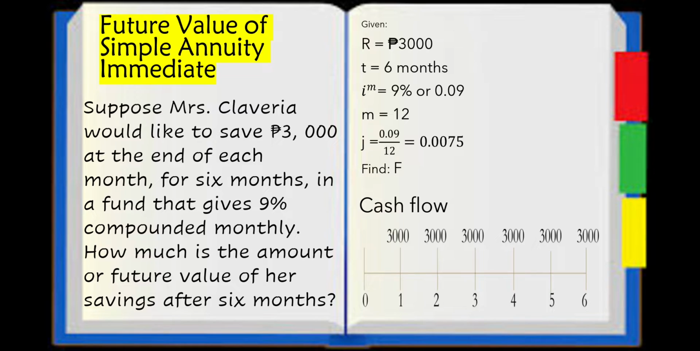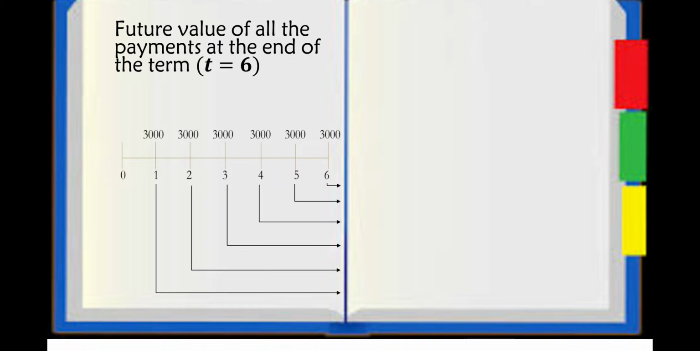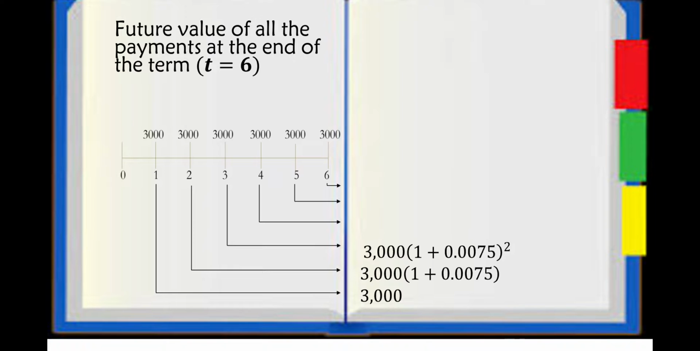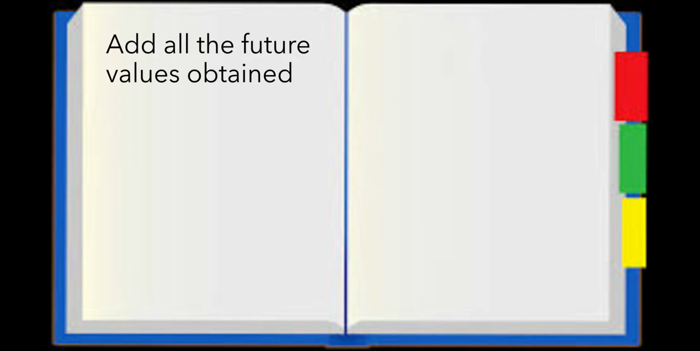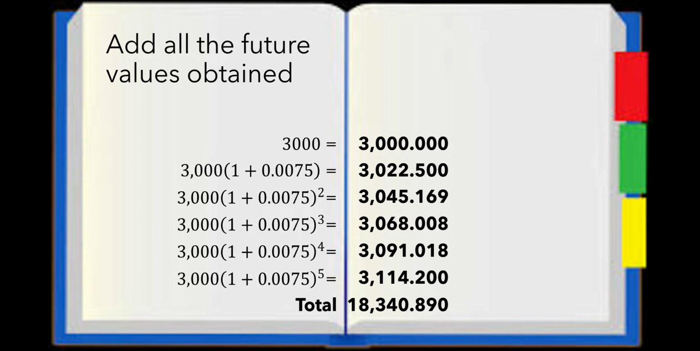So we have here the cash flow: 3,000 for the first month up to 6 months. So the future value of all payments at the end of the term of 6 months is, at the first month, we have 3,000. Since this is compounding, for the next month we multiply that by the interest rate, which is 0.0075 plus 1. Then the next month is squared, that is 1.0075, then the third power, and so on up to the fifth power. The first month is 3,000, the second month is 3,022, the third month is 3,045. Then the next month is 3,068, then 3,091 and 3,114.